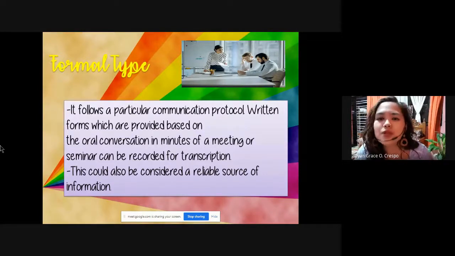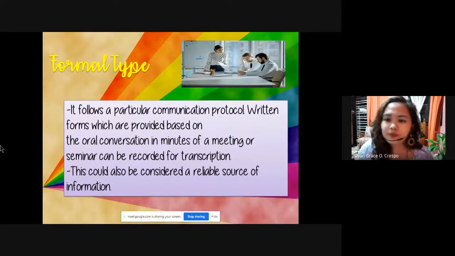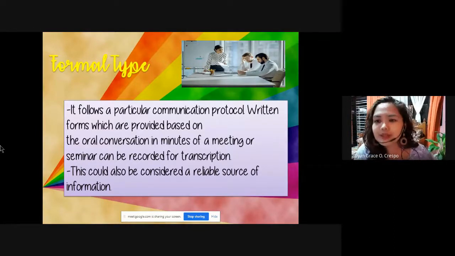So written forms which are provided based on the oral conversation in minutes of a meeting or a seminar can be recorded for transcription. So whenever you have this kind of formal type, you need to record for minutes of the meeting. This could also be considered a reliable source of information because it is formal and most people are following the standards. So this is a formal type.